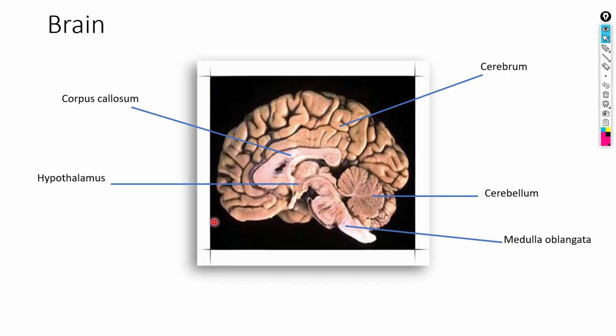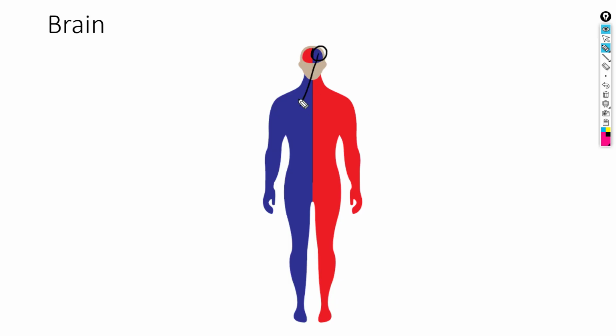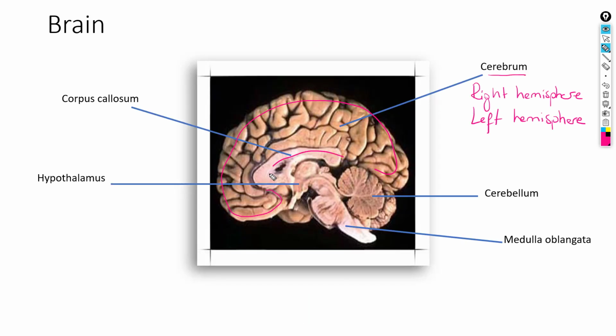The mostly exposed part here is the cerebrum, which is the largest part of the brain, with two hemispheres, the right hemisphere and the left hemisphere. These hemispheres control the opposite sides of the body. For instance, the right side of your body is controlled by the left hemisphere of the cerebrum, and vice versa. There is a C-shaped structure right under the cerebrum, which is the corpus callosum. And the next part is the hypothalamus.